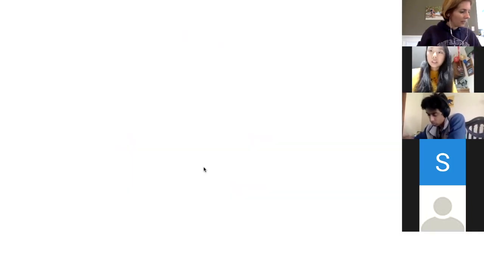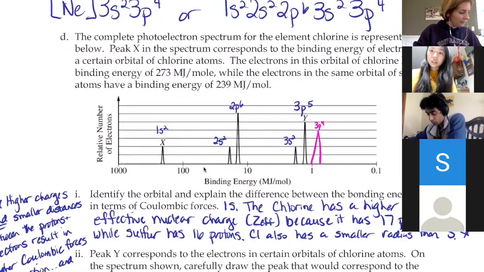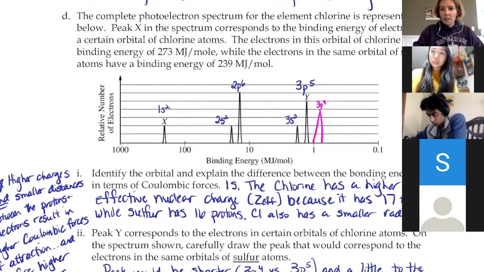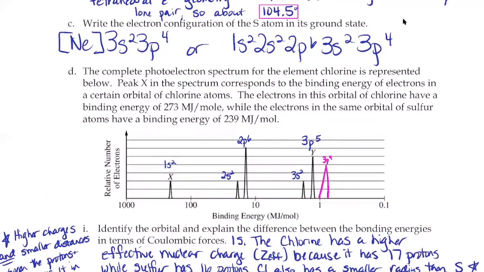All right, let me pull up my key here. Let's look at part D. What we're going to try to figure out is looking at these orbitals. Remember how I said that when you look at the x-axis, it's bigger all the way on the left. That means it requires lots of energy to take those electrons away. So if it helps you, you might want to label the peaks on a photoelectron spectrum. They go right along with the electron configuration.